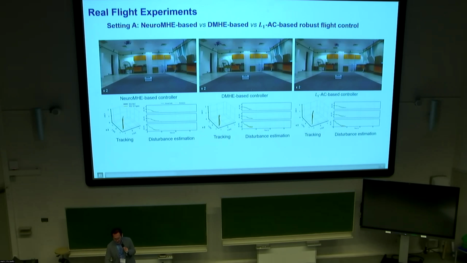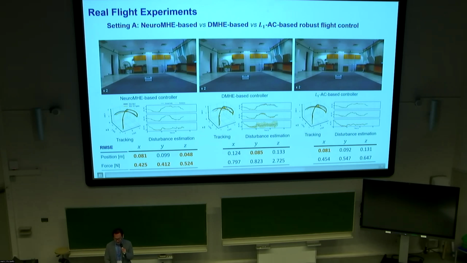Right. So we have 3 methods. The first one is neural MHE. The second is the DMHE, where we use a fixed set of hyperparameters without using the neural network parameterization, but the training method is the same. The last method is the L1 adaptive control algorithm. We can see that the DMHE without using a neural network oscillates a lot. And neural MHE has a very good tracking performance compared to the other 2 algorithms.